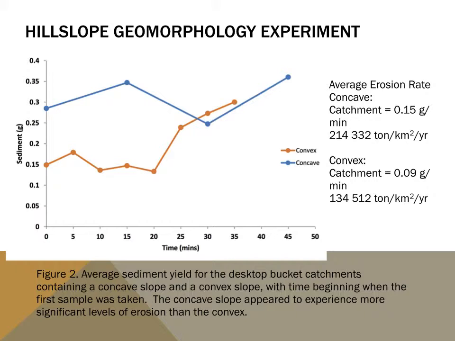For the simulated conditions in the desktop catchment bucket models, the average erosion rate from the concave replicates was calculated to be 214,332 tons per kilometre squared per year, while the average erosion rate from the convex catchment was calculated to be 134,512 tons per kilometre squared per year.